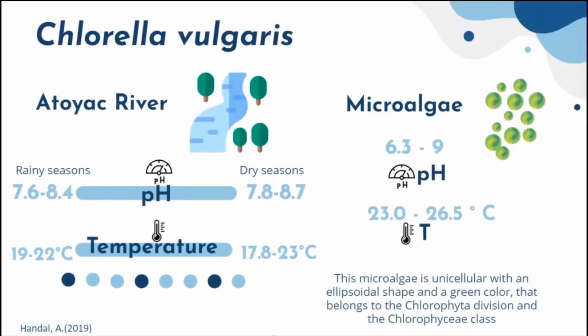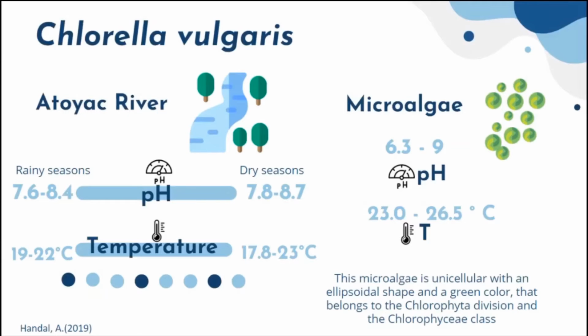The Atoyac River has a pH between 6.6 to 8, however in rainy seasons a pH generated between 7.6 and 8.4, in dry seasons its pH is 7.8 to 8.7 respectively. On the other hand, the average annual temperature in the region is 70.22 degrees Celsius. In this way, the temperature of the Atoyac River in the rainy seasons is between 90 to 22 degrees Celsius, while in the dry seasons it is between 90.8 to 23 degrees Celsius.